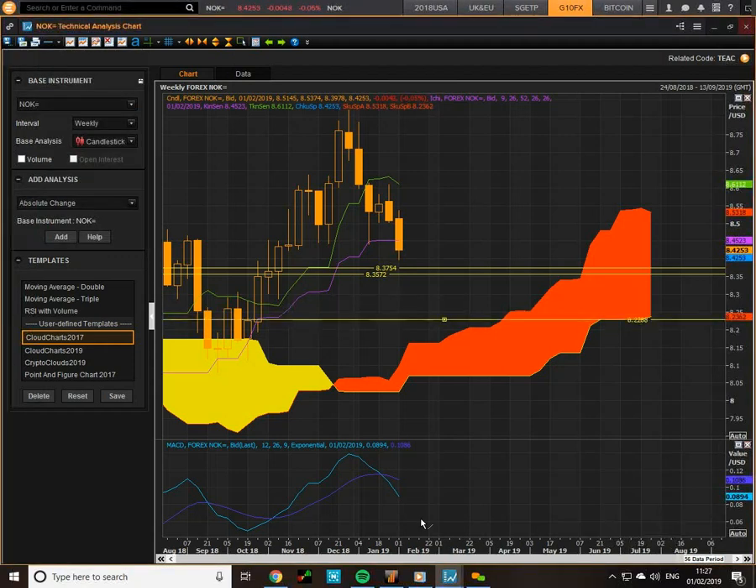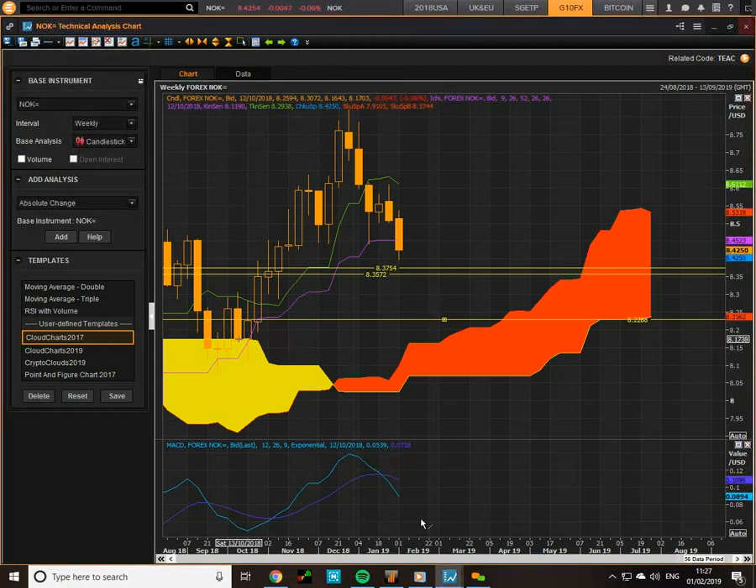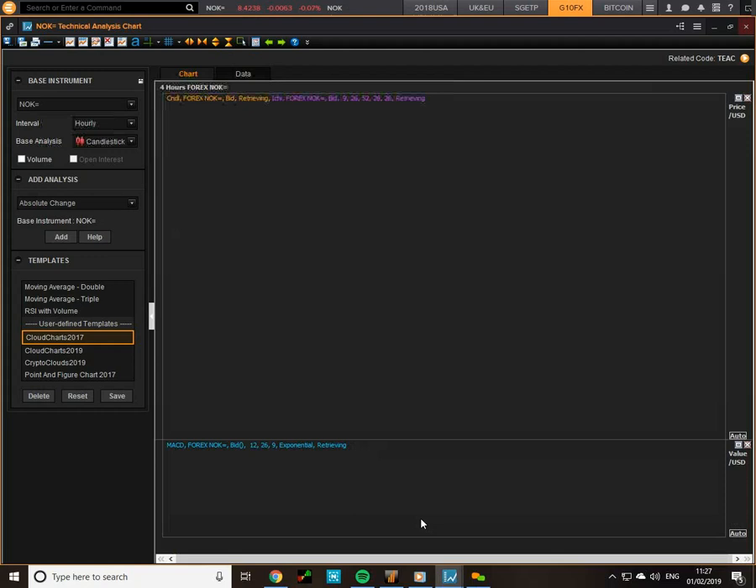And front end cloud is the next horizontal. 82288 is the next key level to watch out for, as well as 8174.75.4. So those are the downside targets on the weekly chart.